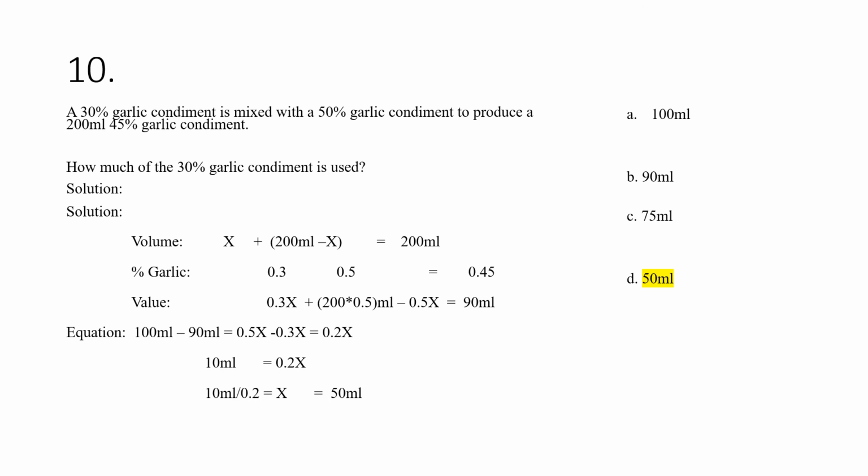The resulting equation will be 100 ml minus 90 ml, which is equal to 0.5X minus 0.3X, or 0.2X. Therefore, X will be equal to 10 ml divided by 0.2, and that will give us 50 ml. So this is the last item.